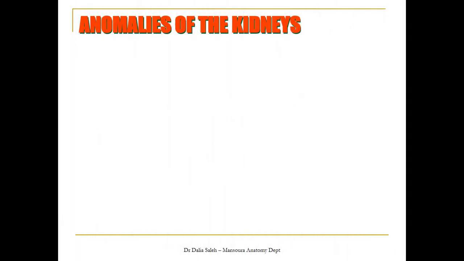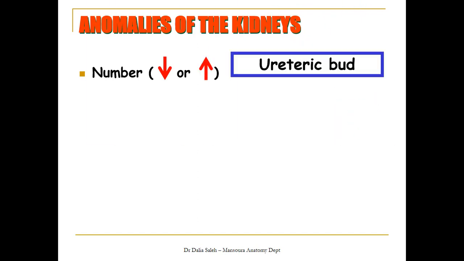What about the anomalies of the kidneys? We have so many anomalies. We could divide them into the following: anomalies in the number, a decrease or an increase of the number, and the problem will be in the ureteric bud. So if there is no ureteric bud, there will be agenesis of the kidney, because the ureteric bud is the stimulant for the formation of the definitive kidney. It stimulates the mesoderm at the sacral region to develop the metanephric cap, and together they will form the kidney.